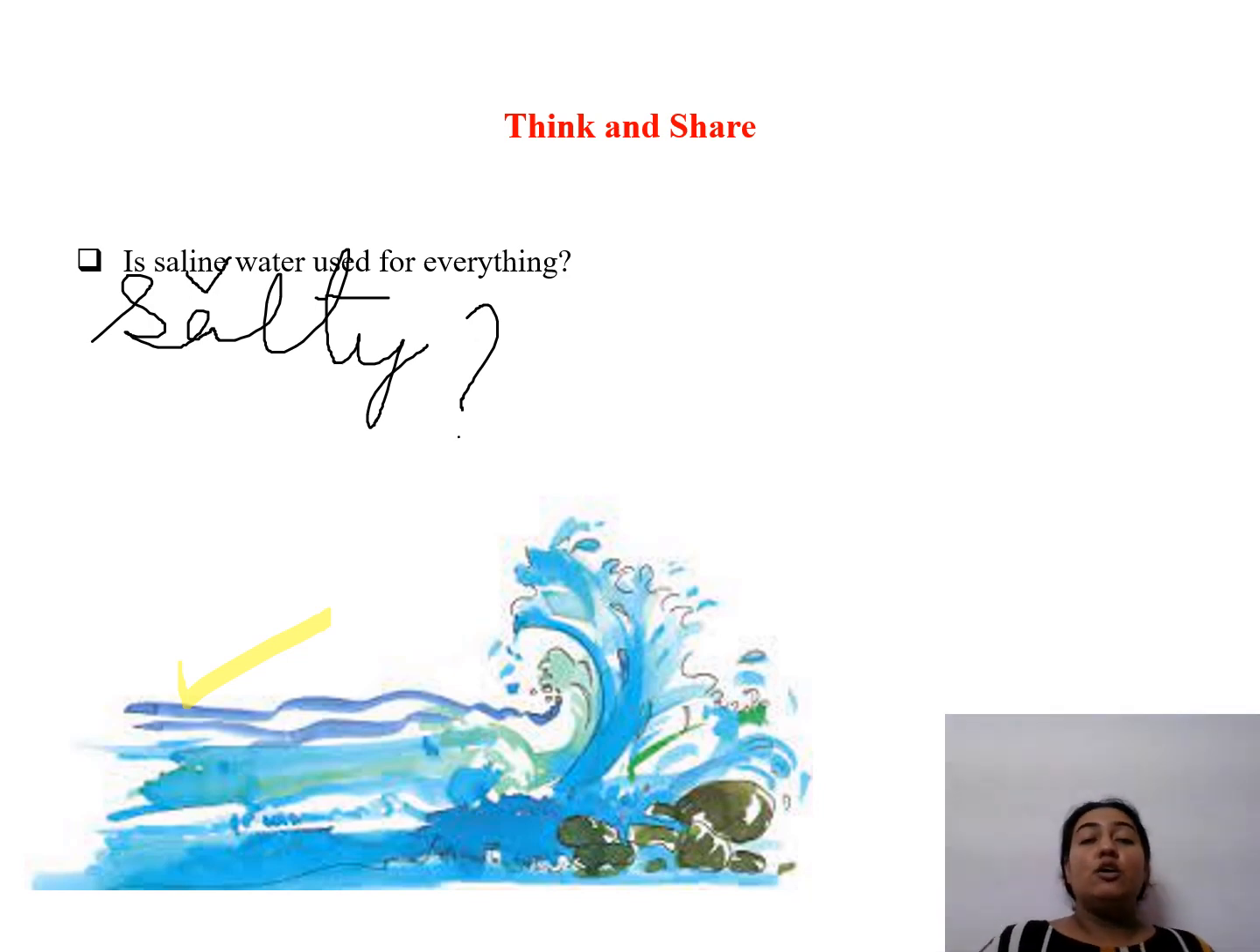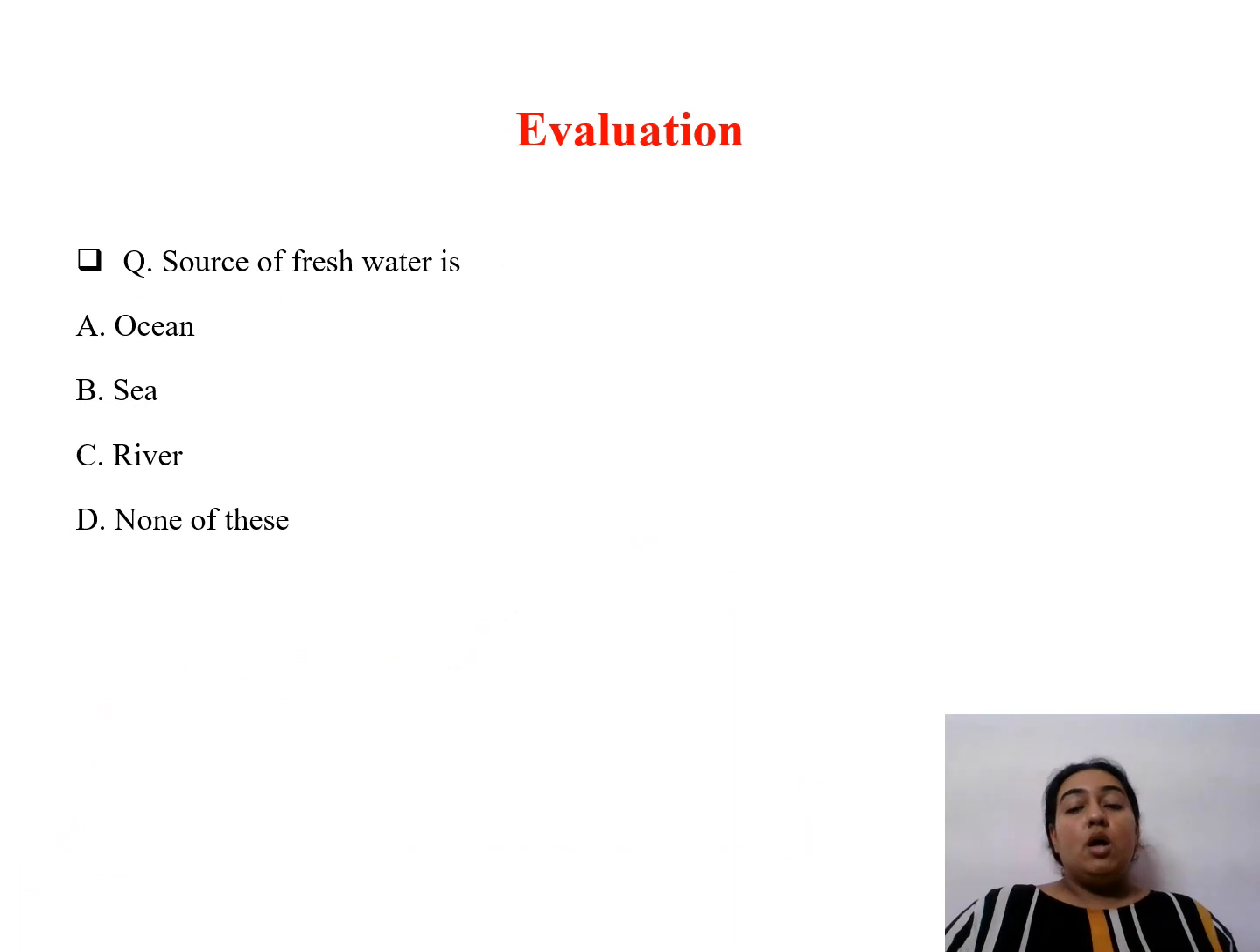Fine students. So let's end today's topic, but there are a few recapitulation questions that I need to ask all of you. Okay. Source of fresh water is ocean, sea, river or none of these? Yes. Comment down quickly into the chat box, and the source of fresh water is rivers. Why? Because rivers get fresh water from rain, snow and sheets.